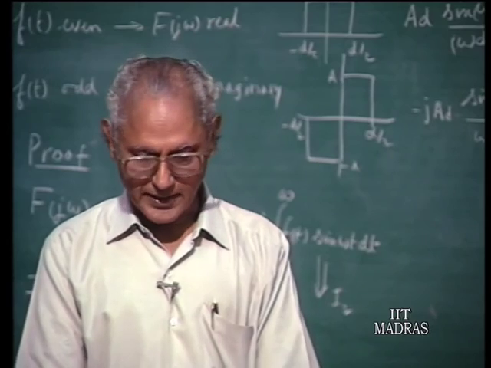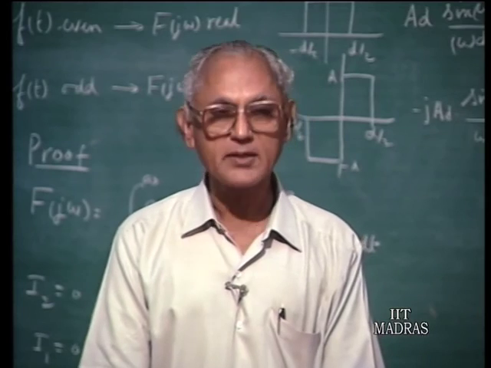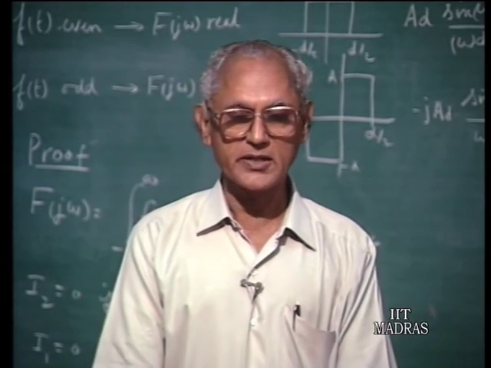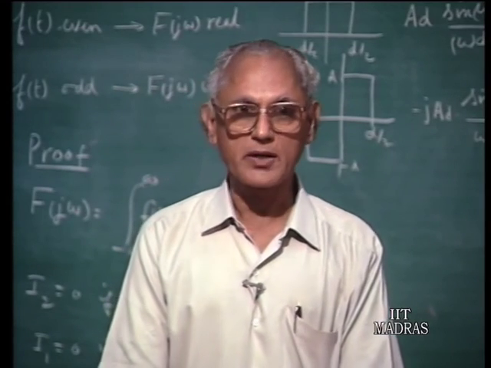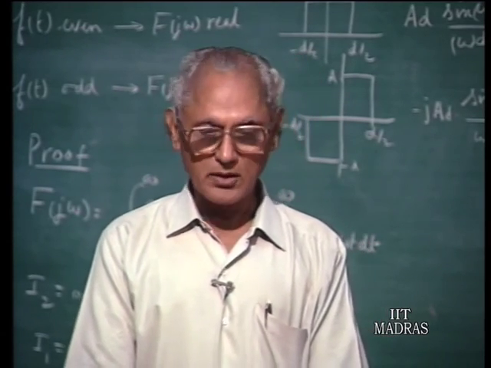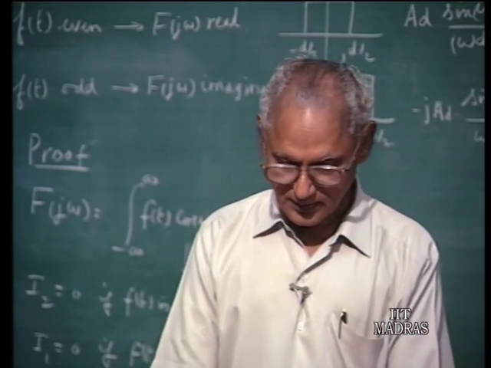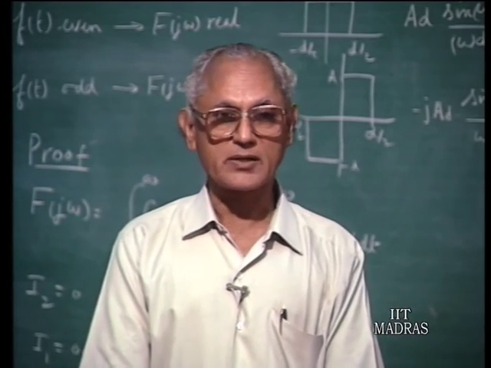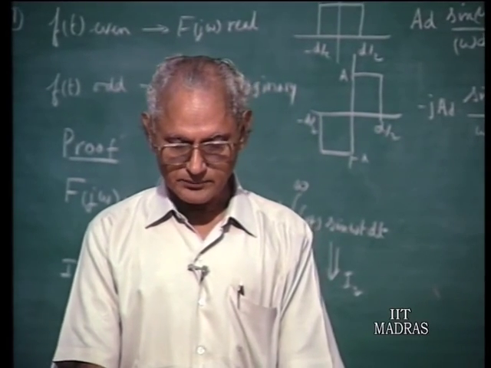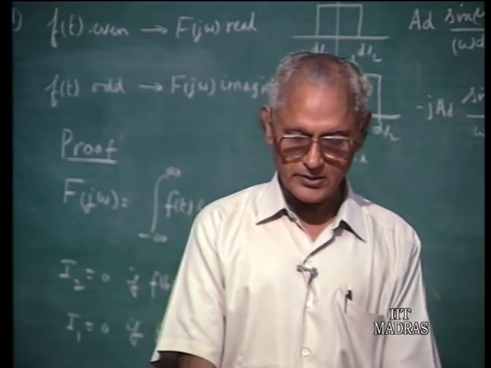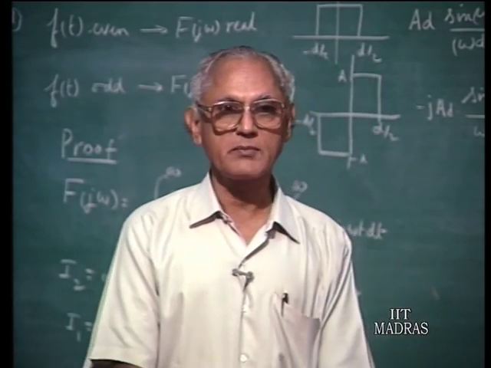Then we took up for study some important properties of the Fourier transforms. The first property we studied is that if f(t) is even, then F(jω) is real, and if f(t) is odd, then F(jω) is purely imaginary. We also mentioned earlier that if F(jω) is real, then the magnitude spectrum and phase spectrum need not be exhibited separately. They can be exhibited by one spectrum which gives the magnitude, and phase of course will be either 0 or 180. Same thing can be done if the spectrum is purely imaginary.